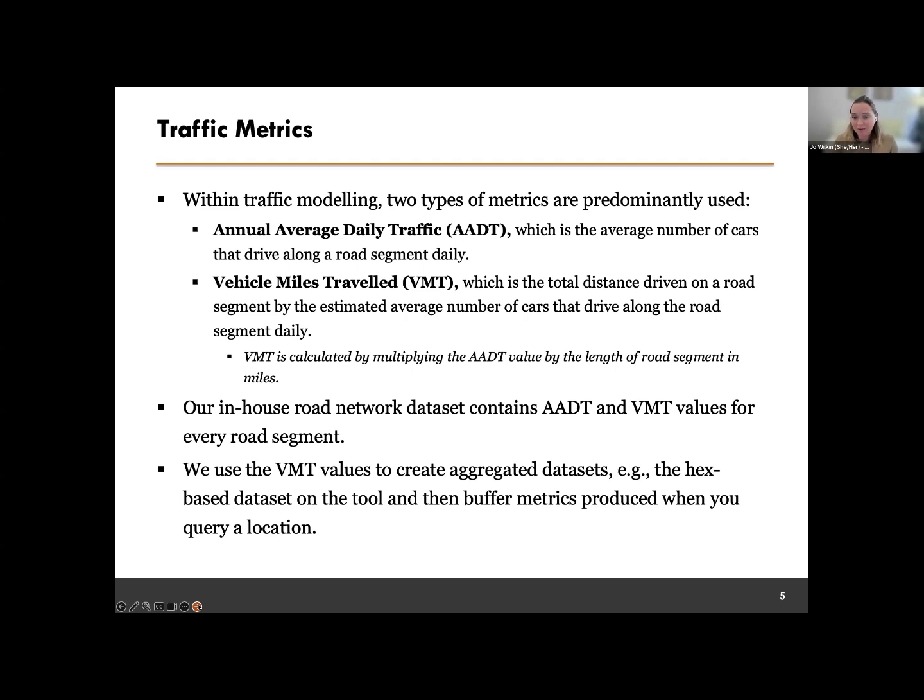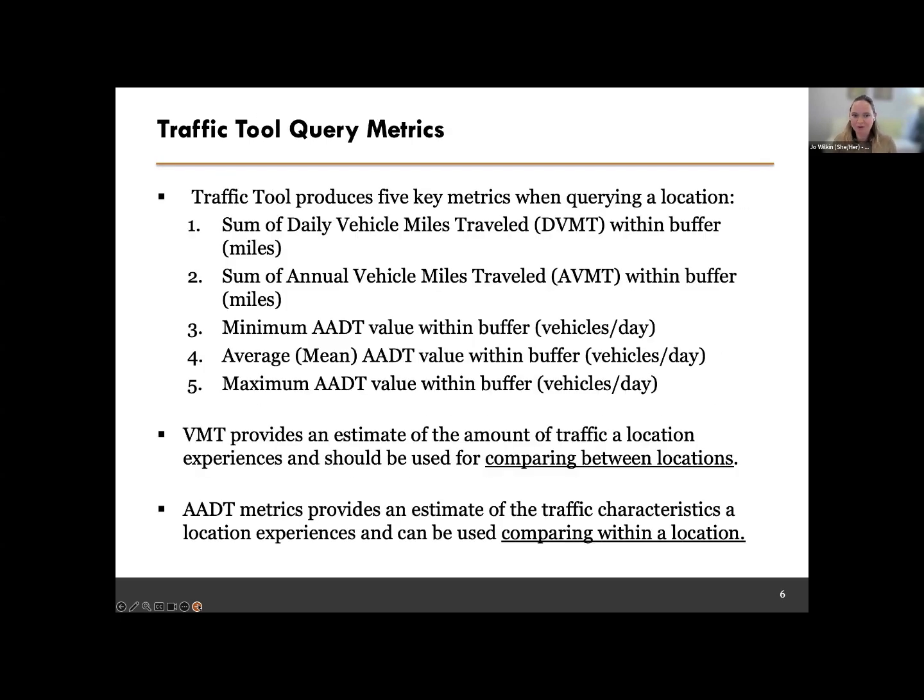Our in-house road network dataset contains both of these values, and these are the metrics that you'll get out of the tool. And we primarily use the VMT to create our aggregated data sets, the hex-based data set that you'll see on the Explore tab on the tool. So when you query a location, you will get the sum of the daily vehicle miles traveled, the sum of the annual vehicle miles traveled, and then also some AADT statistics, including the minimum AADT value within the buffer, the average, and the maximum.